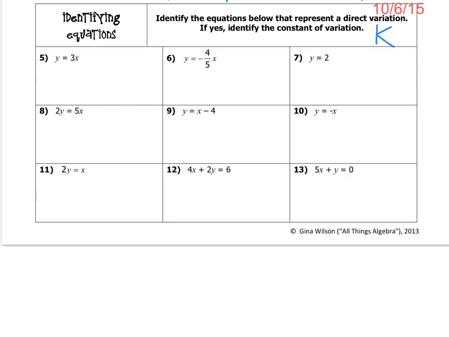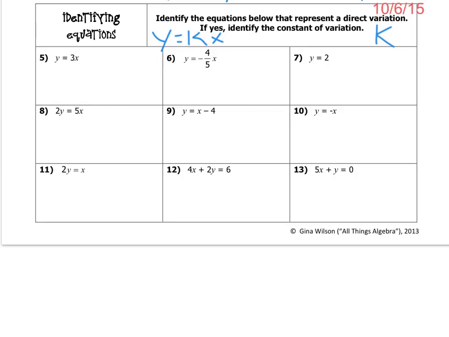Anytime it's just y equals kx, and there's not an adding or subtracting of anything else back here at the end, then that's going to be a direct variation, because that means for every y, it's being divided by x. It's going to give us our k. So I'm not adding or subtracting anything down here at the end.